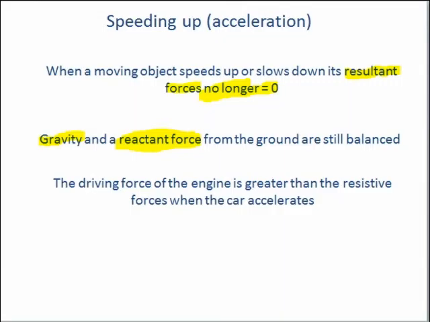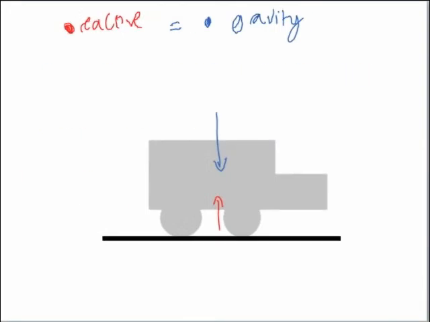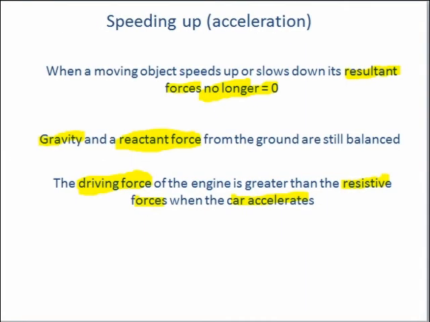Unsurprisingly, it is the driving force of the engine which increases above and beyond the resistive forces of friction and air resistance, which allows the car to accelerate. So we have a huge driving force, but still the same amount of air resistance and gravity. So essentially that is what's happening with the forces of an accelerating car.